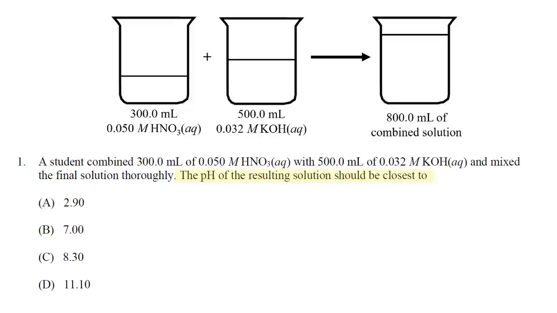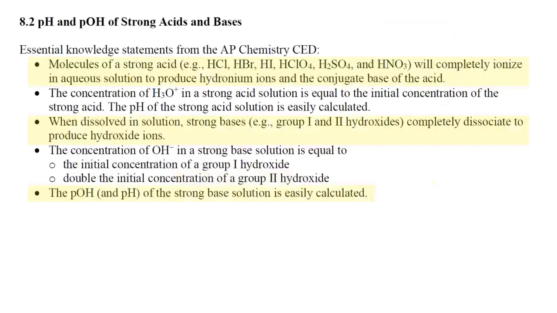Now, this video does cover topics 8.4 and 8.5, but part of the foundation to get this question correct is to understand what type of acid is HNO3 and what type of base is KOH. That's actually falling under topic 8.2, pH and pOH of strong acids and bases. So you can see in that first essential knowledge statement that there are 6 strong acids that students should memorize for the AP Chemistry exam, and on that list is nitric acid, HNO3.